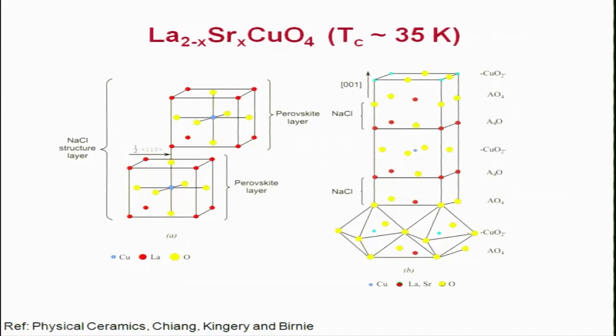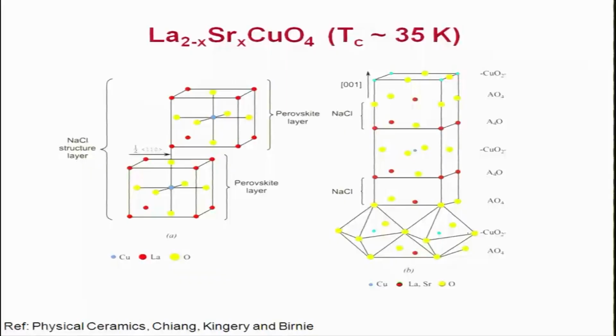It is not apparent when you look at the structure itself, but when you look at it closely you can see that there are similarities with the perovskite structure as well as with the NaCl structure. So, some of these structures which look very difficult to visualize can be remarkably simple. Just stacking of layers CuO2, AO4, A4O, CuO2, AO4, A4O, AO4, just go in that sequence.